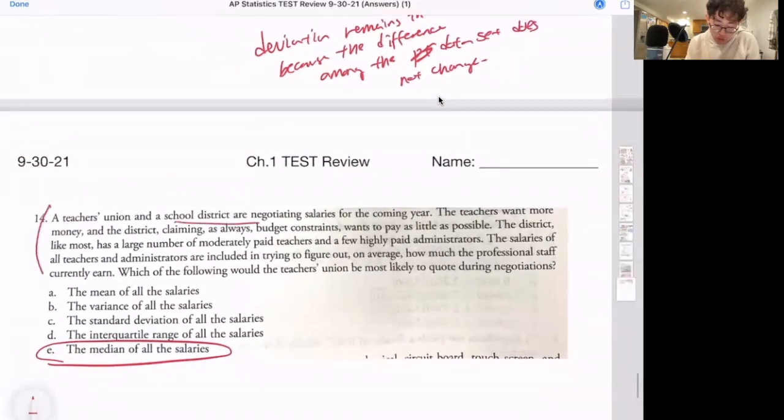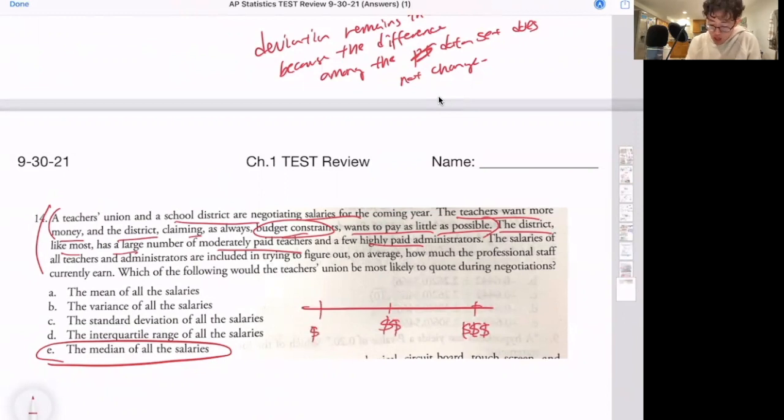A teachers union and a school district are negotiating salaries for the upcoming year. The teachers want more money, and the district, claiming as always budget constraints, wants to pay as little as possible. Wow, very applicable to me right now. The district, like most, has a large number of moderately paid teachers and a few highly paid administrators. So on a pay scale, this is the average salary, this is the people who earn the most, and this is the person who earns the least. We have a lot of people here and a few here. The salaries of all teachers and administrators are included in trying to figure out on average how much the professional staff currently earn. Which of the following would the teachers union most likely quote during negotiation?